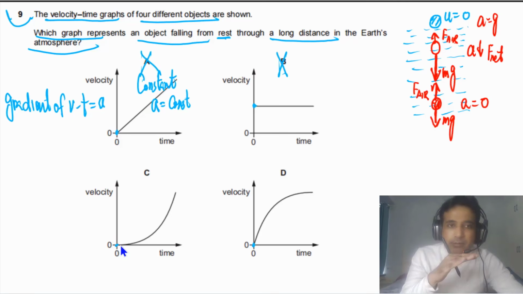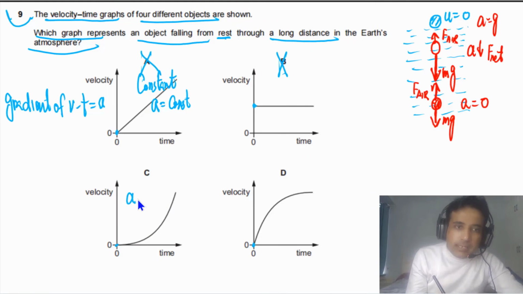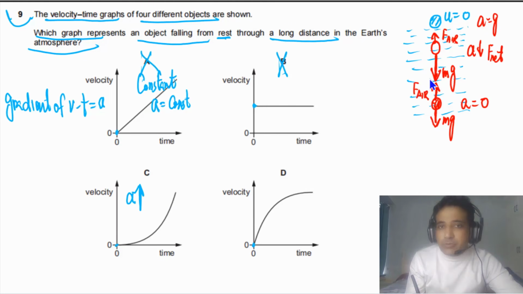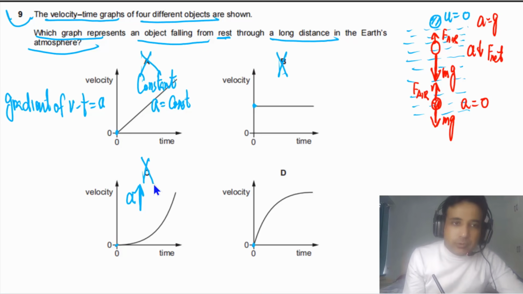And if you look at this one, the gradient is increasing. So this is telling us that acceleration is increasing with time, but acceleration is decreasing with time. So this is also not a possible answer.